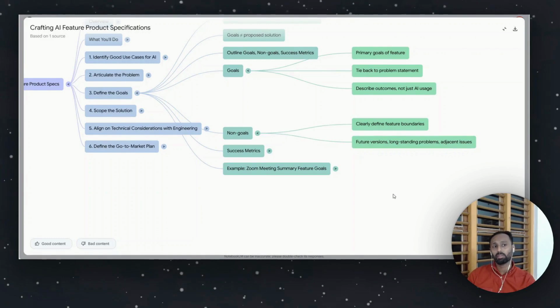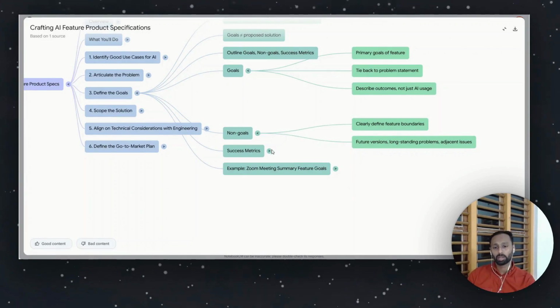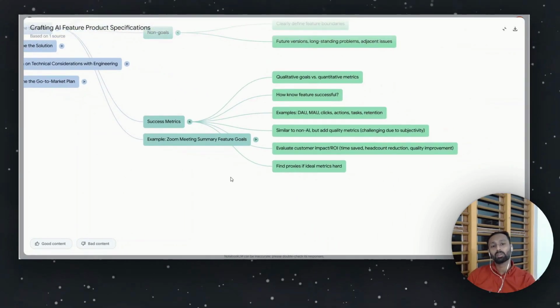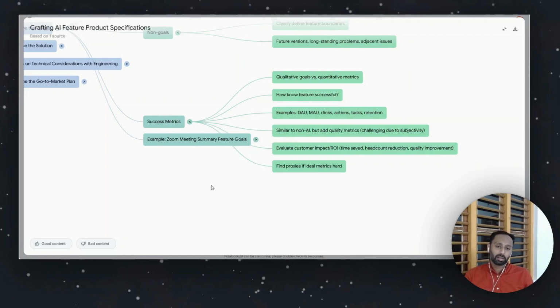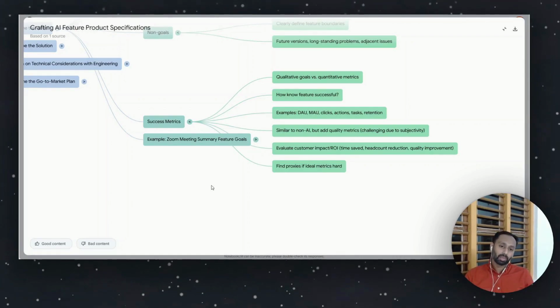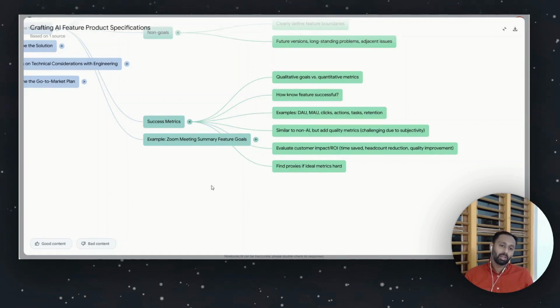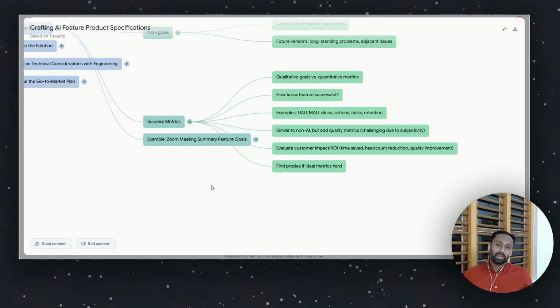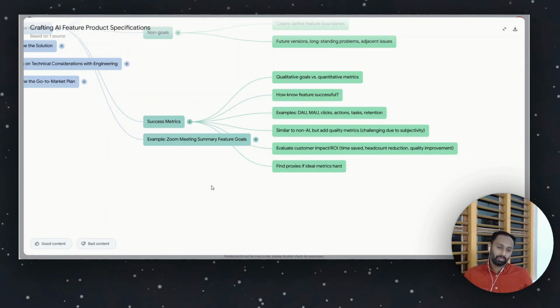So set the boundaries well, so that you don't set wrong expectations. Set the success metrics, whether it's qualitative goals or quantitative metrics, how you know a feature is successful: DAU, MAU, clicks, actions, tasks, retention. All these are indicators for your success metrics.